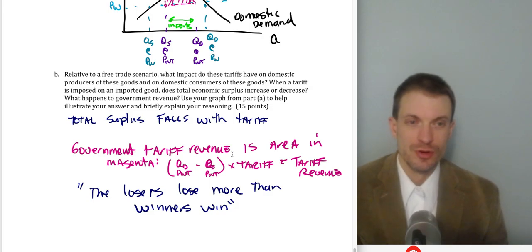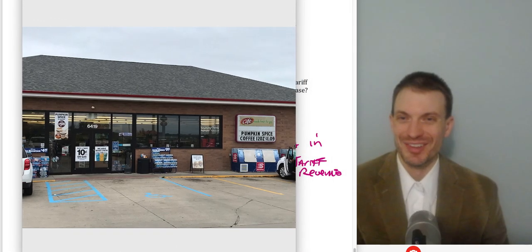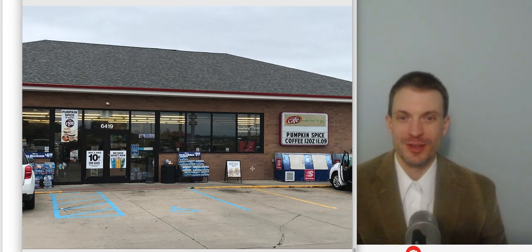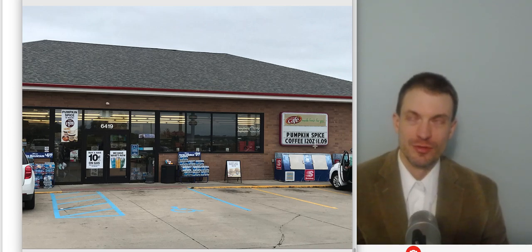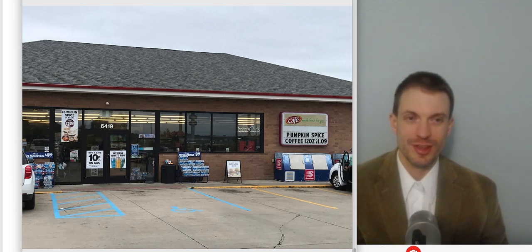Okay, so that's the end of walking through the exam practice. Now I've got two examples that I'm going to pose for further discussion. So the first one, have a look at this. This was my gas station. So it says pumpkin spice coffee, $12 for 12 ounces is $1.09. And look at this picture. This isn't just pumpkin spice coffee. This is supposed to rival the pumpkin spice latte at Starbucks.